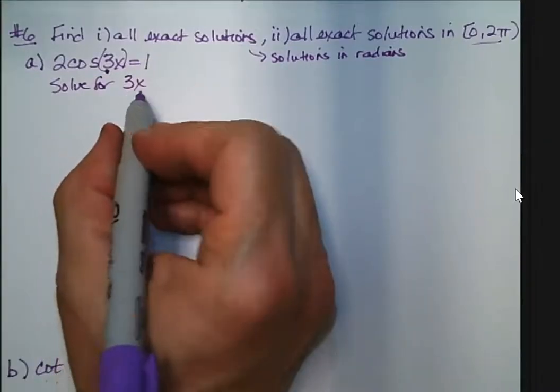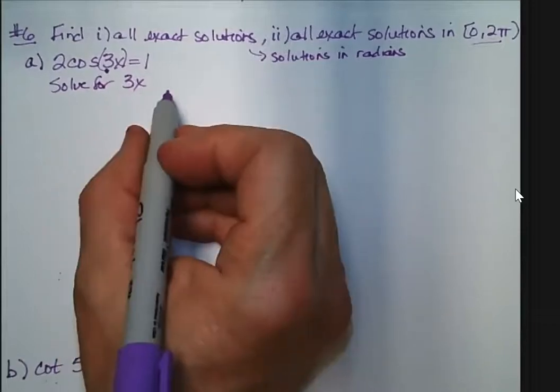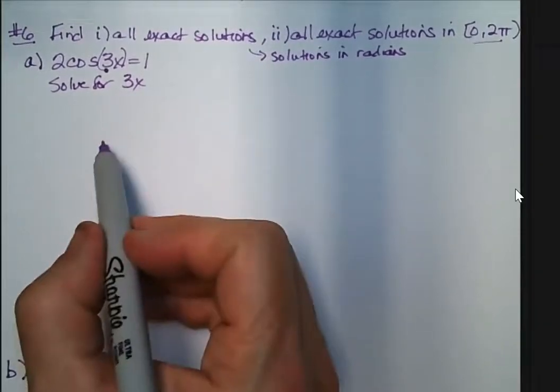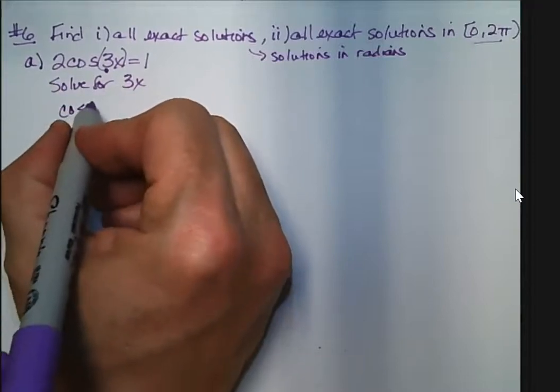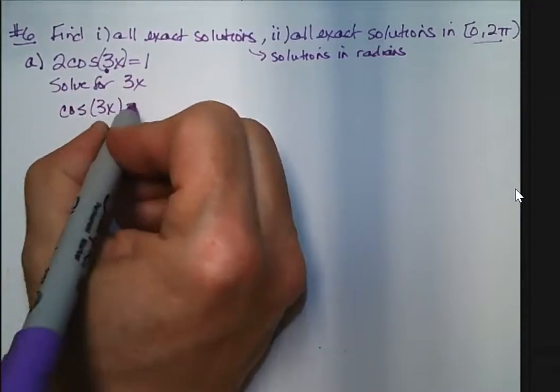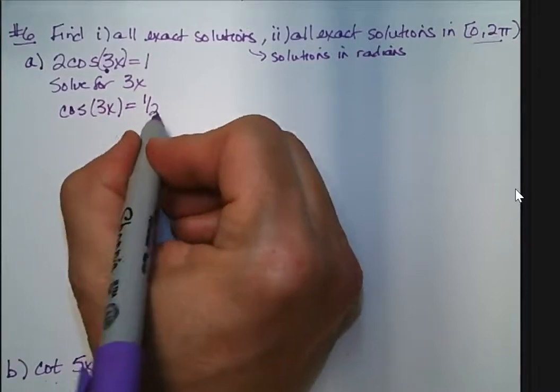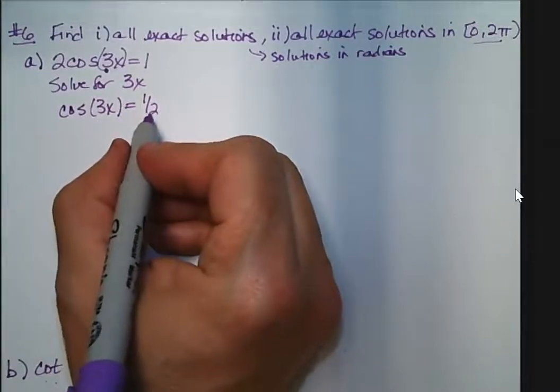What we're going to do is solve first for the 3x, because this is one with a multiple angle. And then once we get this, then we'll divide those solutions by 3 to get all of the solutions. First, we're going to solve this for the cosine of 3x by dividing both sides by 2. That gives us the cosine of 3x is 1/2.